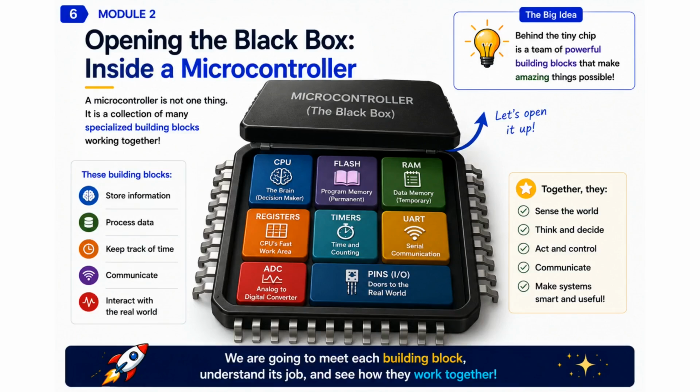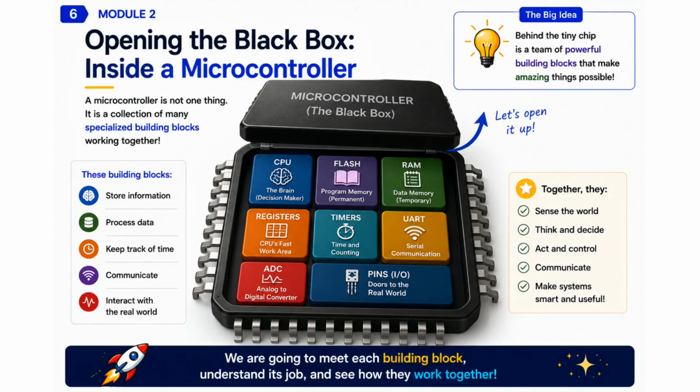The CPU is the brain. It makes decisions and executes instructions. Flash memory stores our program permanently, even when the power is turned off. RAM stores temporary information and variables while the program is running. Registers are the CPU's fast working area, where important values are kept for immediate use.